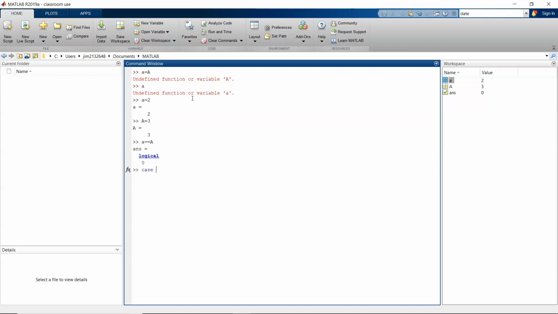Case sensitive, just like we saw here, that a lowercase a does not equal an uppercase a. So if you have a capital letter and a lowercase letter and you forget that your variable has a capital letter on it and you type in the lowercase letter, then you'll get an error.